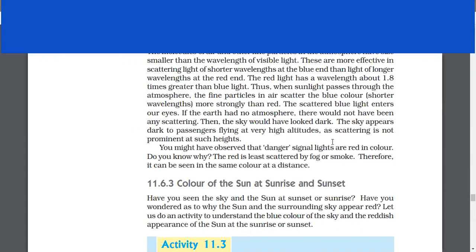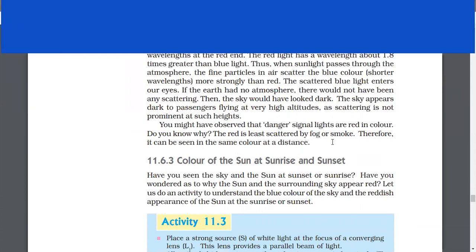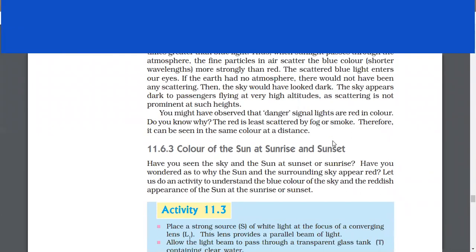You might have observed that danger signal lights are red in color. Do you know why? The red is least scattered by fog or smoke. Therefore, it can be seen in the same color at a distance.